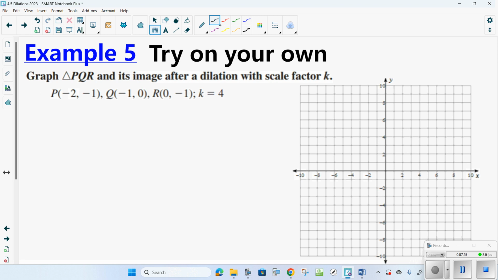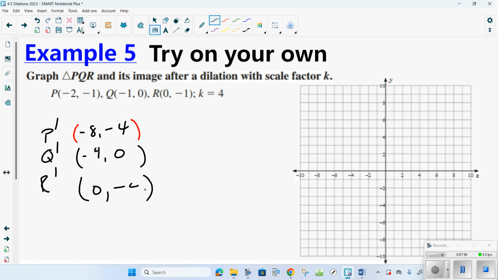All right, welcome back. Let's see if you get the correct answer now. P prime, Q prime, R prime, and I want a scale factor of, a dilation of 4. So negative 8, negative 4, negative 4, and 0, and 0, and negative 4. Graphing both. First one, negative 2, negative 1, negative 1, 0, 0, negative 1.